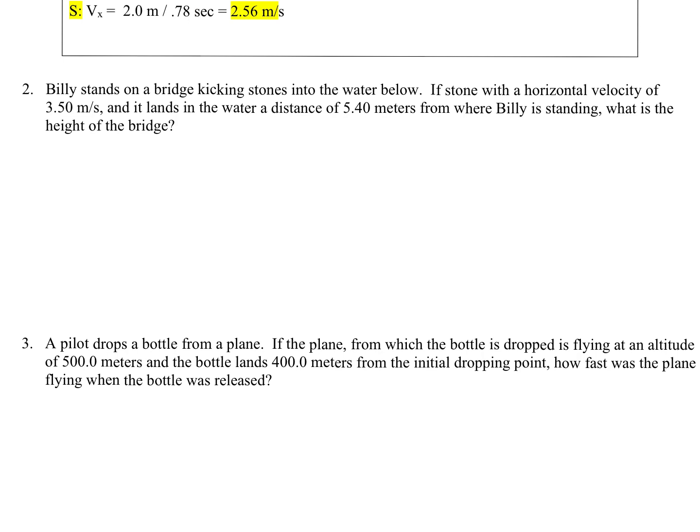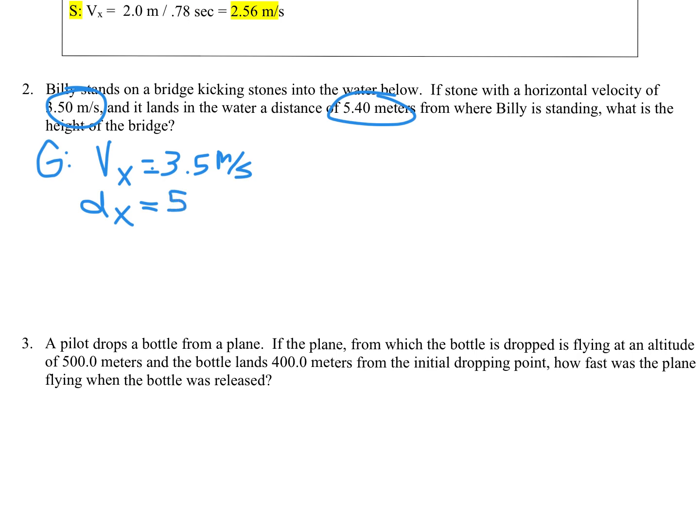Looking at question number 2, Billy stands on a bridge kicking stones into the water. If the stone has a horizontal velocity of 3.5 meters per second. So first of all, if we're thinking about givens right away, the velocity in the horizontal direction, so that's Vx, is going to be 3.5 meters per second. All right, that's given to us. And it lands in the water a distance of 5.4 meters from where we were standing. So that means the distance in the x direction away from where that object started is 5.40 meters away. So that also is a piece of information.